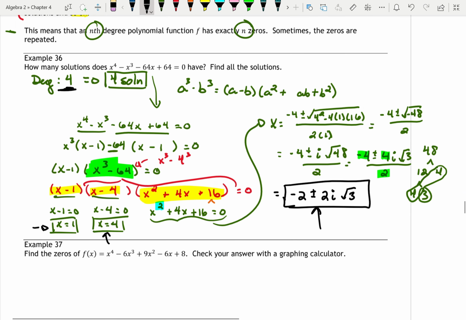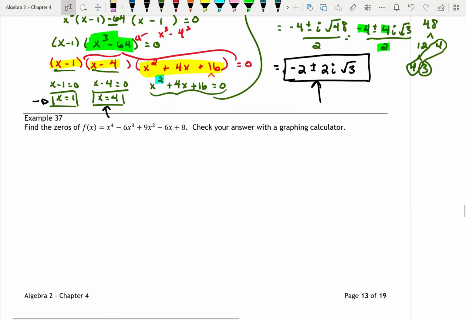Alrighty, there was number 36. We didn't have to do any kind of division here because we were able to get it to factor. If you can't get it to factor, that's when you have to resort to using the rational roots theorem and division. So let's look at 37.